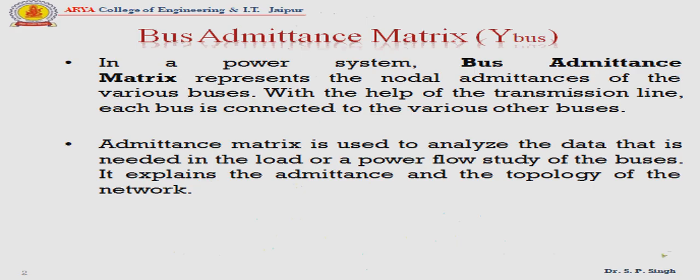Now, what is the bus admittance matrix? In a power system, bus admittance matrix represents the nodal admittances of the various buses. With the help of the transmission line, each bus is connected to the various other buses. Admittance matrix is used to analyze the data that is needed in the load or a power flow study of the buses. It explains the admittance and the topology of the network.